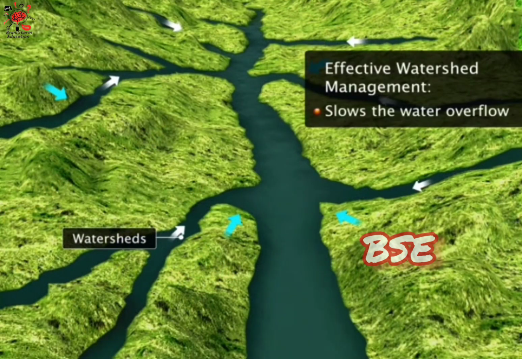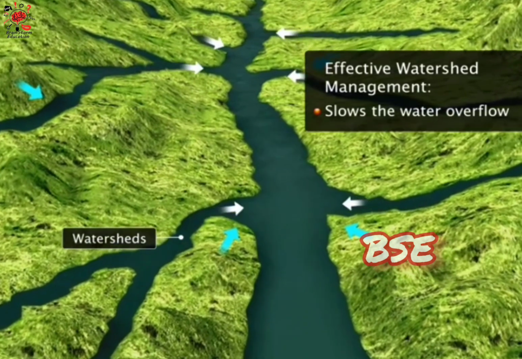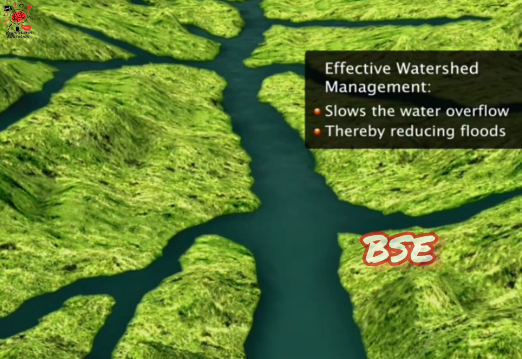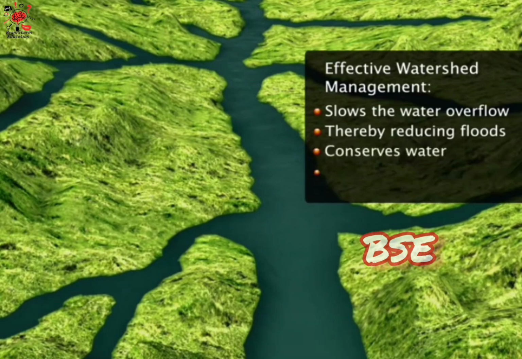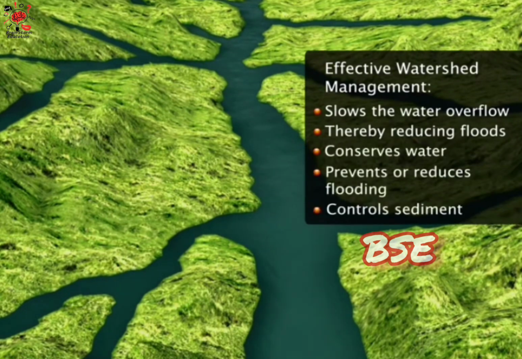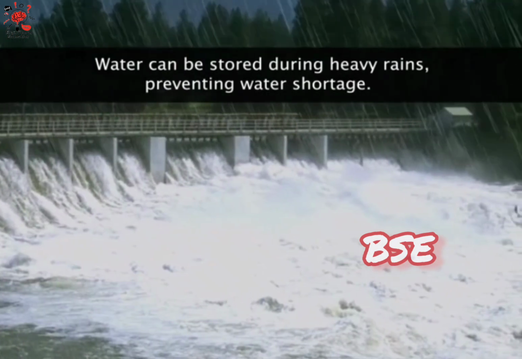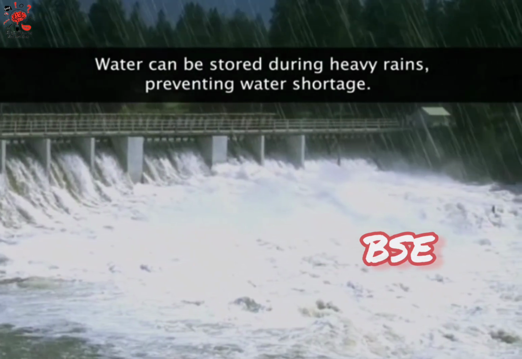Watersheds slow the overflow of water into streams, thereby reducing floods. Effective watershed management conserves water, helps in flood protection, sediment control, and fosters increased crop production. Water can be stored during heavy rains, preventing water shortage.